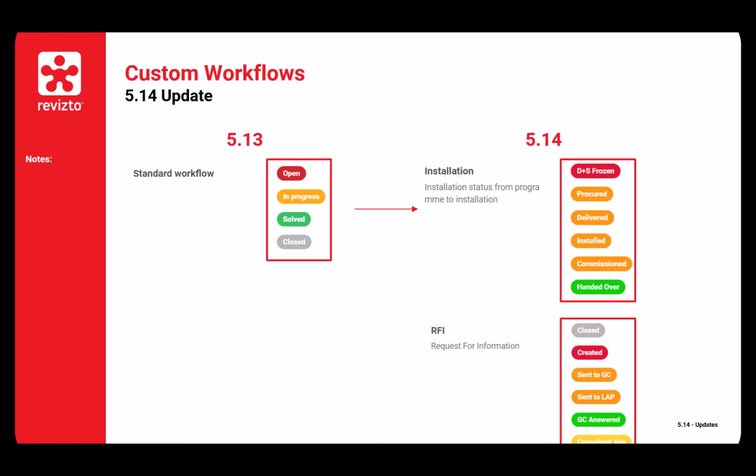We had some feedback from our customers and we understood that we need a bit more control over that, a bit more customization. So with 5.14, within the workspace, you can actually create your own custom workflows. Installation and RFI on the right of the screen are examples, and you can see within those types we no longer have open, in progress, solved, or closed. We have a bunch of other ones. And this is completely customized per project.